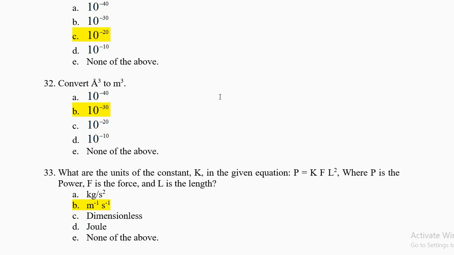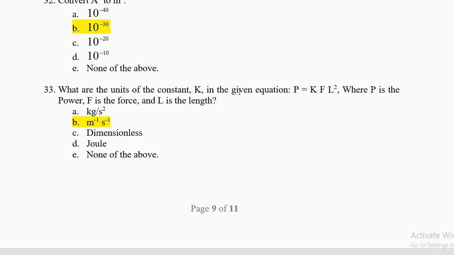Now 33rd, what are the units of the constant k in the given equation? P equal to k F l square. This is some formula from somewhere. Don't worry where the formula came about. Where P is the power, F is the force, L is the length.